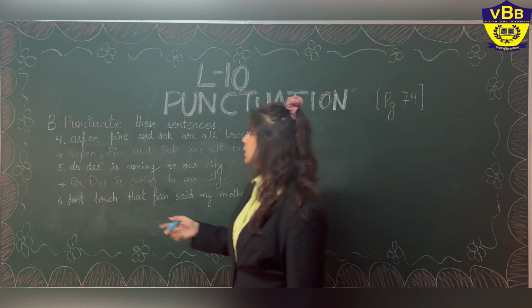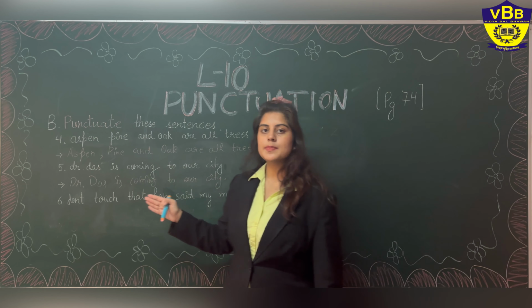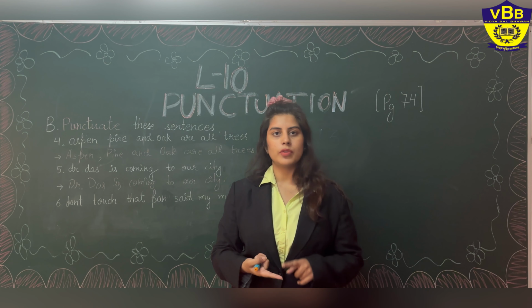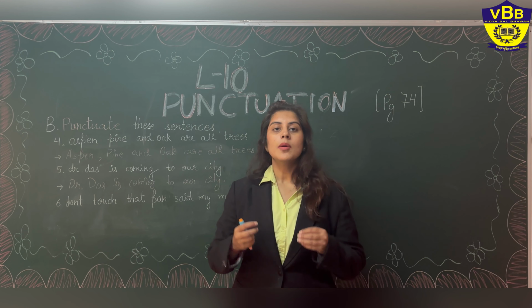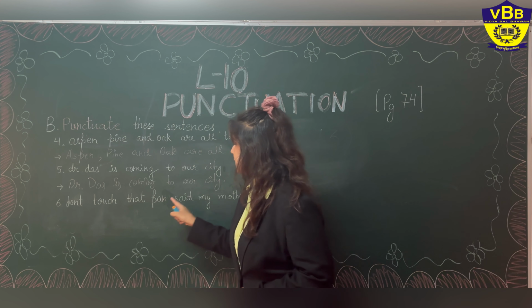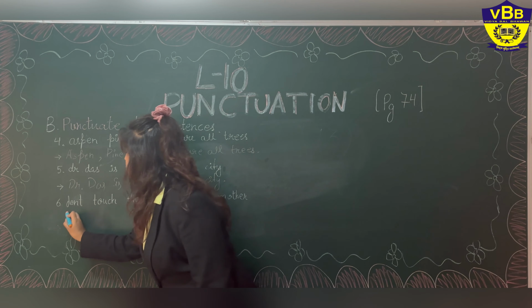Now, sixth part, don't touch that pen, said my mother. This part is a very, very interesting one. Why? You have to use not one punctuation mark, not two, but more than that. First of all, don't touch that pen, said my mother. With said, it means this is going to be a quote. Someone said it, mother has said the sentence. So first, it is going to start with a speech mark.